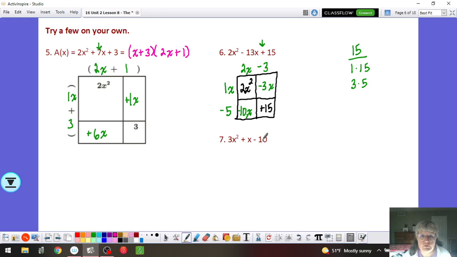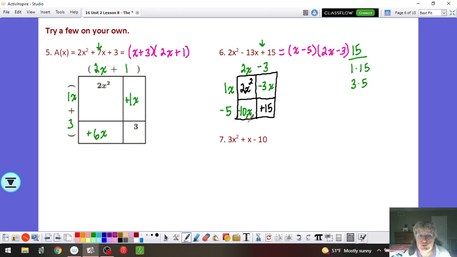So the factored form for this trinomial is x minus 5 times 2x minus 3. Now if you had been doing this on your own and you had placed the 3 and the 5 in different spots, do you think it would have mattered? Well, 2 times 3 would be 6, 1 times 5 would be 11. We wouldn't have gotten the 13.